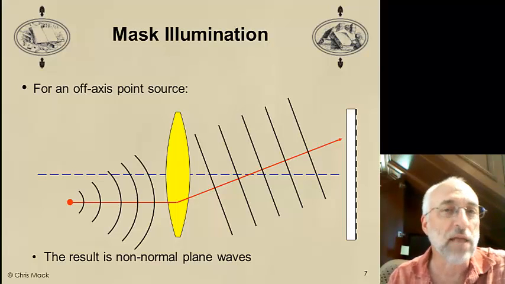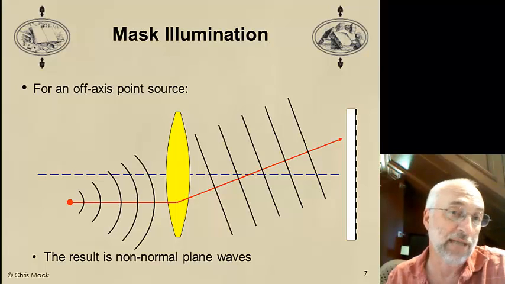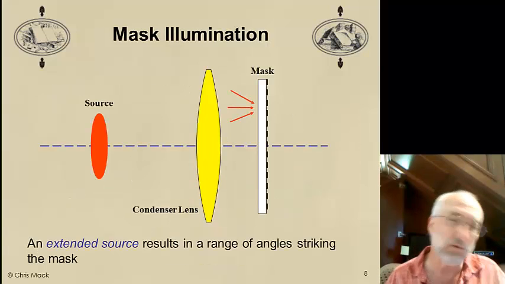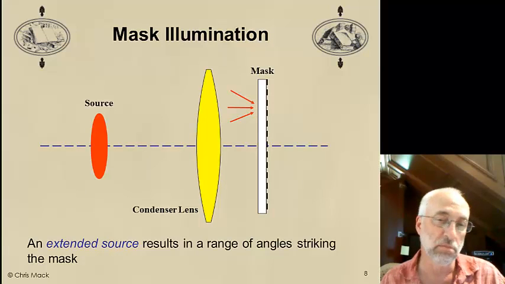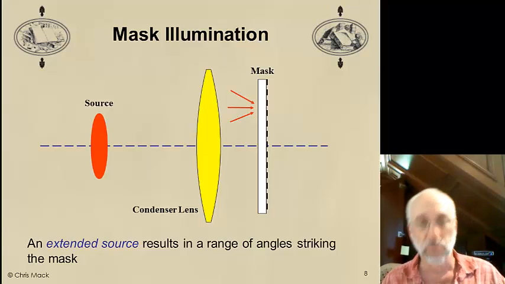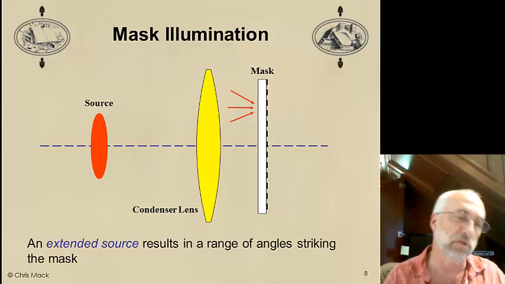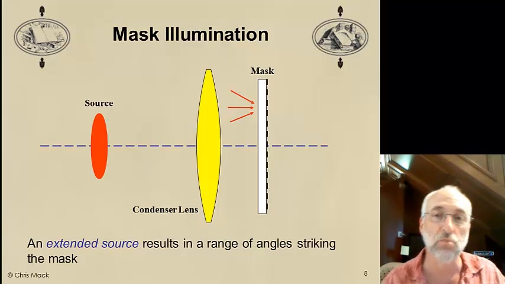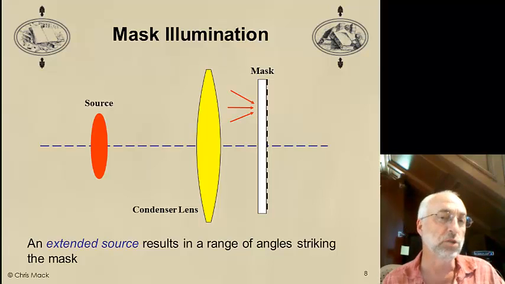So what do we do in reality? Do we use on-axis points or off-axis points? The answer is yes. We use both. We use an extended source. We don't use point sources of light to illuminate our masks. We use big spots of light for a couple of reasons. One is we want lots of energy, and a big spot of light gives us more energy. But also, we want to use the effects that we're about to describe.